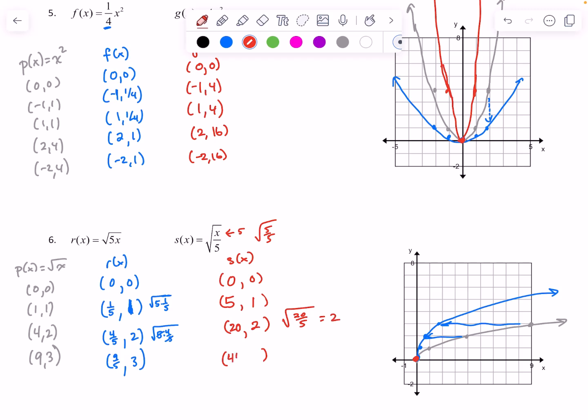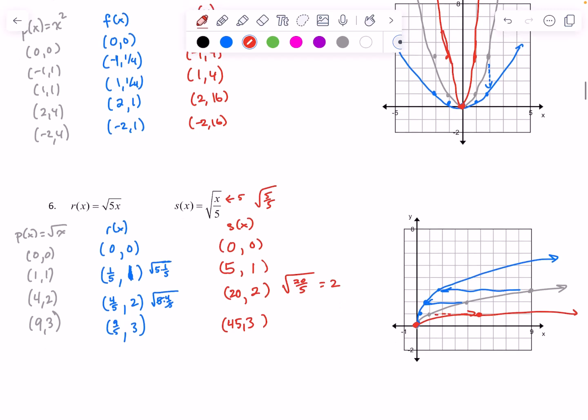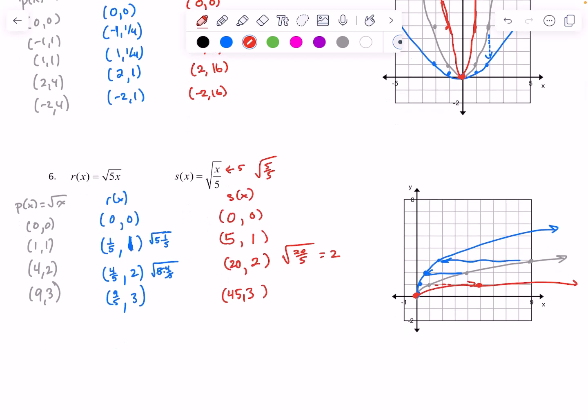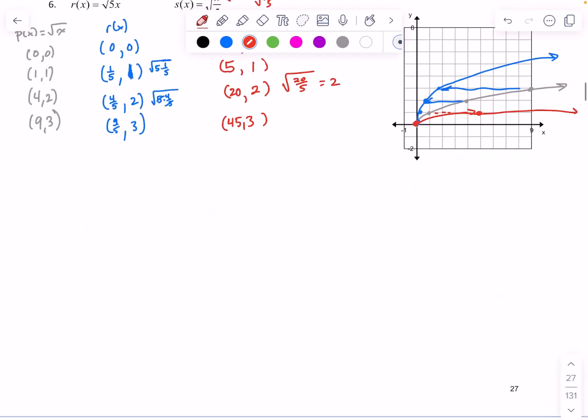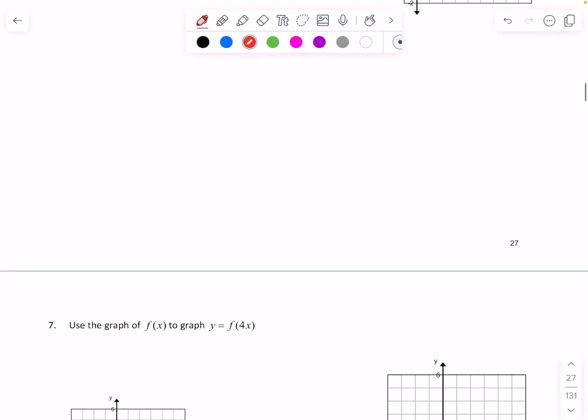This one would be (9, 3). So you can see this gets stretched way out, and then it's going to look like this. You can see that these points are getting pulled out there. Okay, so those are stretches and shrinks.